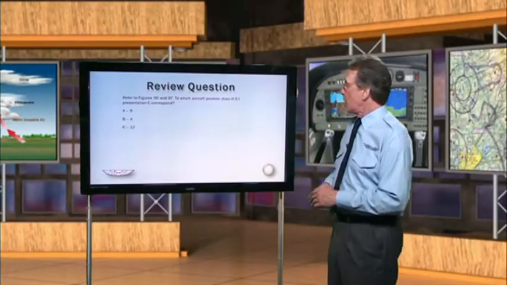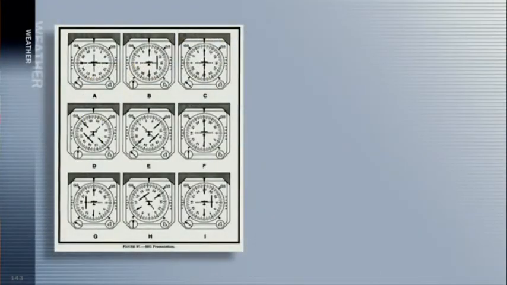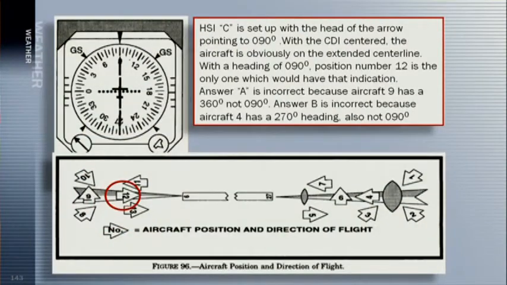Okay, let's tackle another review question. This time we're going to ask you to look at a couple of different figures. Question: to which aircraft position does HSI presentation C correspond? Which of these three? Of course, presentation C, we discover, is right there, upper left corner. And of course we have figure 96 here as well.